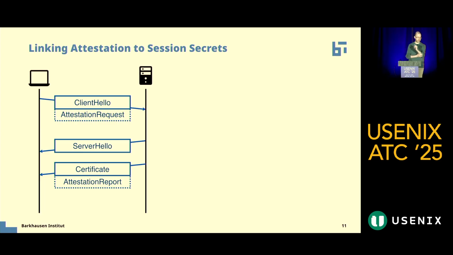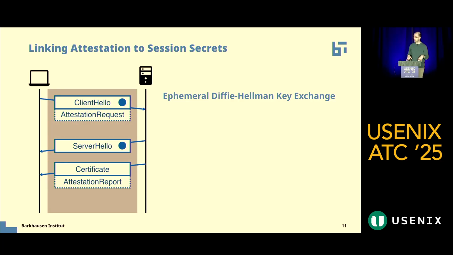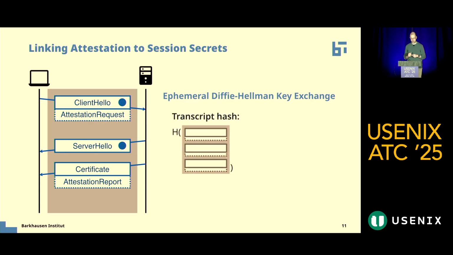So if we look again at our exchange, what comes to the rescue is another nice feature of TLS 1.3, the current TLS standard, that it mandates ephemeral Diffie-Hellman key exchange, as it's called. So what that means is that the client hello and server hello messages both contain key material that is part of a key exchange. And the way TLS internally works is that it keeps a running log of all messages which are, at the end of the handshake, hashed together, which is called the transcript hash.